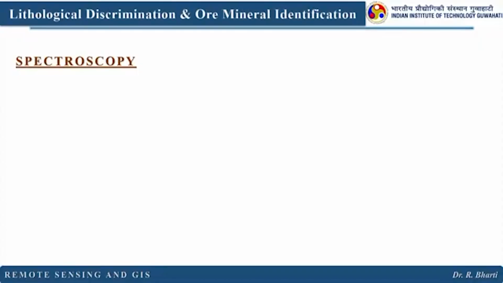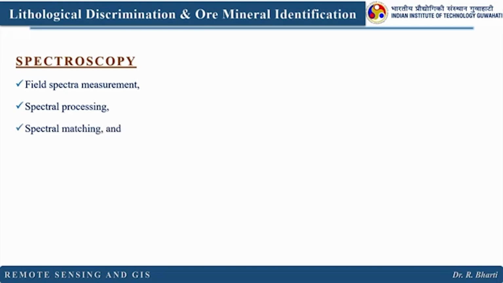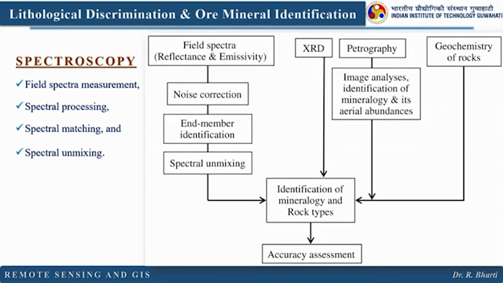So this is from the previously listed work. Here, what are the advantages of spectroscopy and what are the steps you have to follow to solve a particular problem, that you need to understand. So when we are using spectroscopy for lithological discrimination and ore mineral identification, the first step in this method will be measurement of field spectra, then processing of the measured field spectra or lab spectra, then spectral matching with the library spectra, and then spectral unmixing, and then you will arrive at a certain composition.